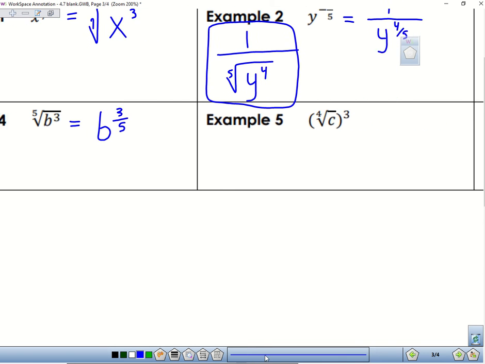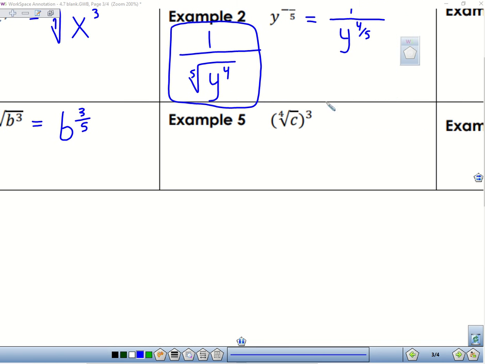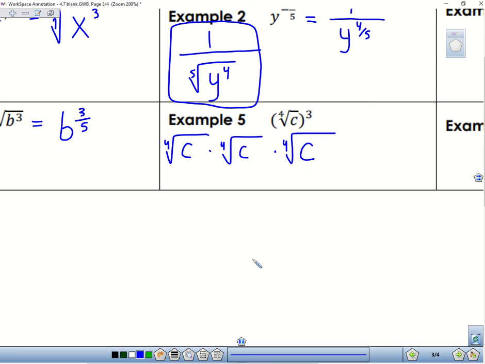Next one we'll look at is example 5. So this one is to the 3rd power on the outside. Doesn't really change it much, because really all that means is that we have the 4th root of c times the 4th root of c times the 4th root of c. And if you remember back to the last lesson that we did, if you have 3 or any number of things that are being multiplied together that have the same type of root, you can basically just put them all under one root.